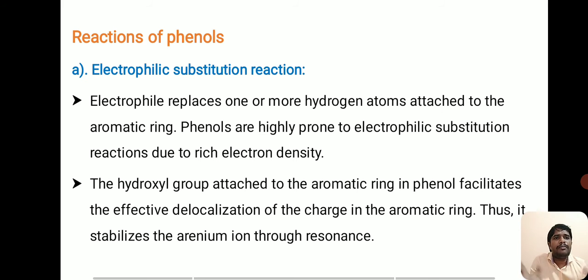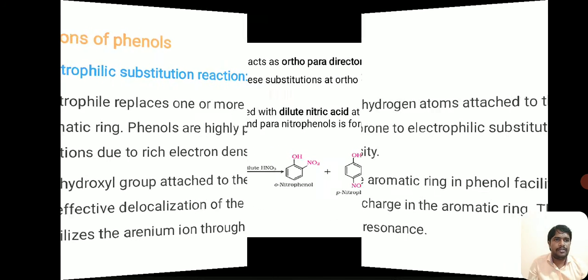Phenols are highly prone to electrophilic substitution reactions due to the rich electron density which is present on the benzene ring. The hydroxyl group which is attached to the aromatic ring in phenol facilitates the effective delocalization of charge in the aromatic ring. Thus, it stabilizes the arenium ion through resonance.